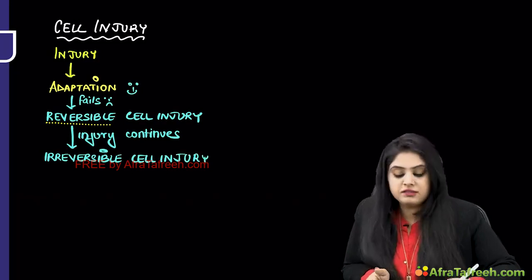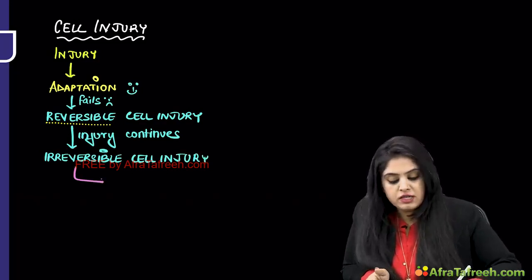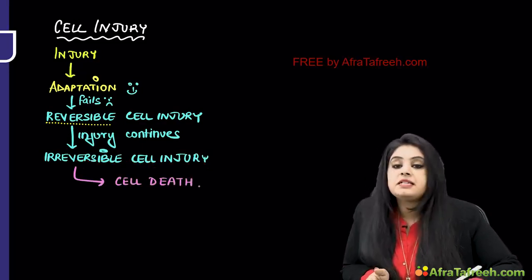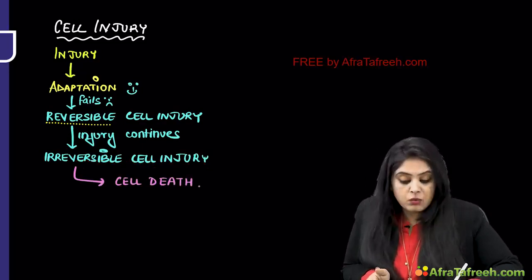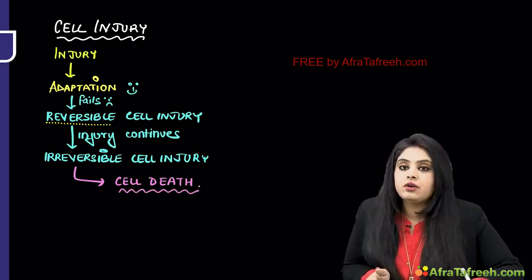And what is the final step after irreversible cell injury? Unfortunately, the cell is going to die. So there is cell death that is going to happen. And these are what all of you know as necrosis, apoptosis, and all of those cell deaths that we study.